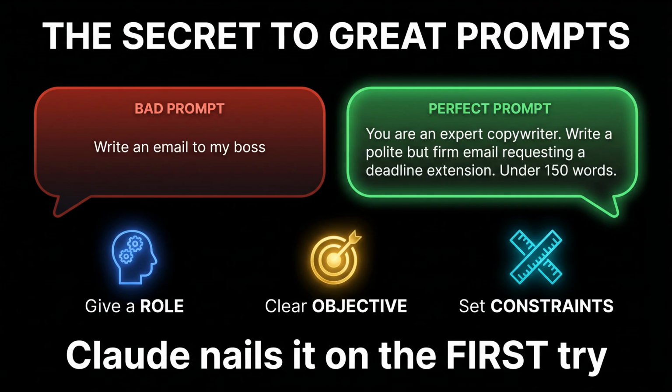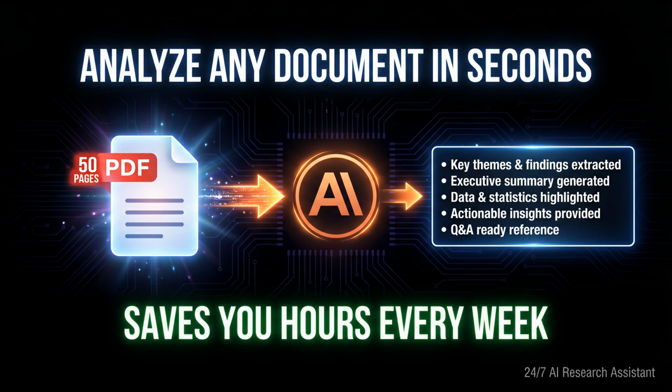The secret to getting great results with Claude is being specific and providing context. Instead of saying, "Write an email to my boss," try this: "You are an expert copywriter. Write a polite but firm email to my boss requesting a deadline extension for the Q3 marketing report. Mention that we are waiting on data from the sales team. Keep it under 150 words." Notice the difference? Claude will give you a masterpiece on the first try because you gave it a role, a clear objective, and constraints.